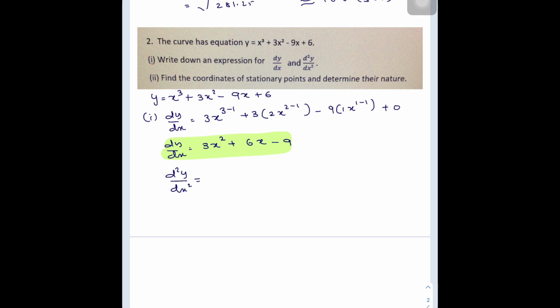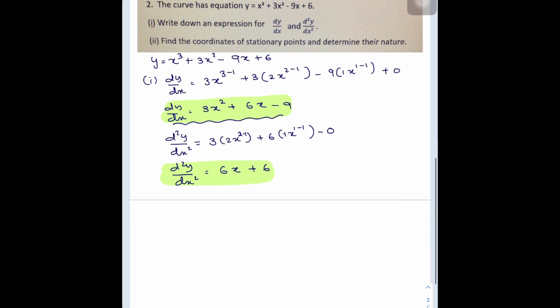Now I need d squared y over dx squared. That's the second derivative. From there: 3 times 2x to the 1, plus 6 times 1x to the 1 minus 1, so that's 2 minus 1. Minus 9 becomes 0. So d squared y over dx squared is 6x plus 6. I'm done with the second derivative, d squared y over dx squared.